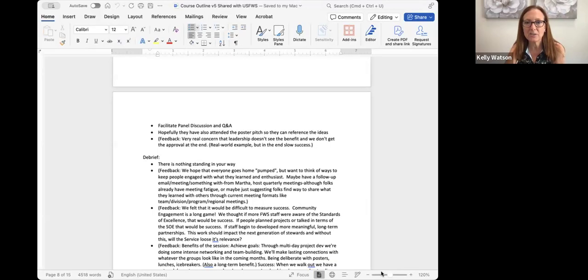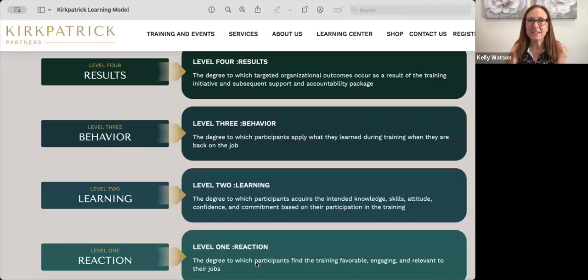So let me share with you something else. This is called the Kirkpatrick learning model, and it's about assessment of learning. This is just from their website, so I'm not sharing anything that's proprietary. It thinks about assessing or assuring learning at 4 different levels.